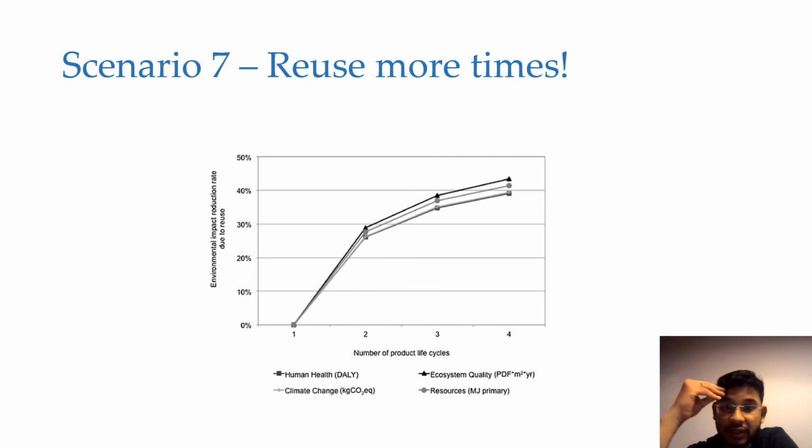And then you of course reach a saturation point. But when you try to, instead of just reusing once, reuse the product again and again, it could also have significant reduction in environmental impact. So they tried to quantify all the 7 scenarios, and I provided you the data for all these scenarios with different categories.